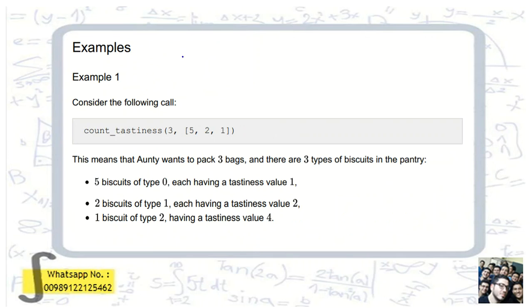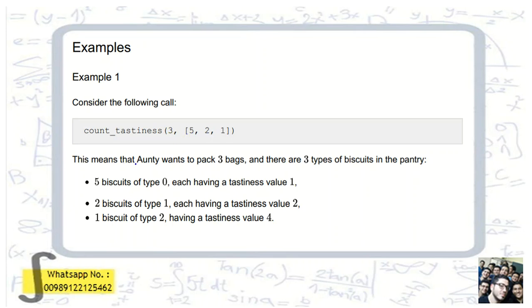Examples. So let's see the examples. The most important thing in these problems is to check the output and understand exactly what the problem says. So here we have three, the number of bags, and then 5, 2, 1.